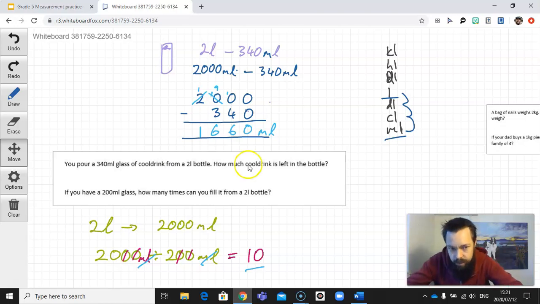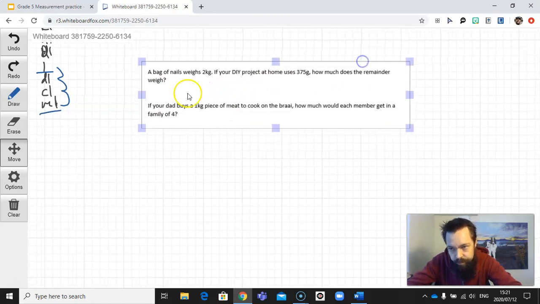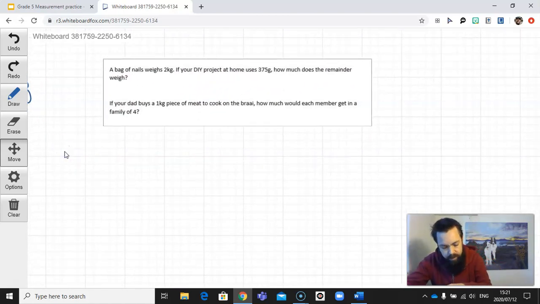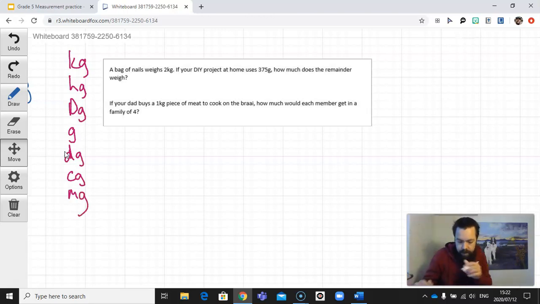Good, good. Let's go on to a couple of examples that use mass. Let's jot down our acronym on the left-hand side. Now, our mnemonic. So, King Henry's daughters gobble delicious caramel muffins. So this is mass, so it's going to be grams at the end. Right, so a bag of nails weighs 2 kilograms. If your DIY project at home uses 375 grams, how much does the remainder weigh?